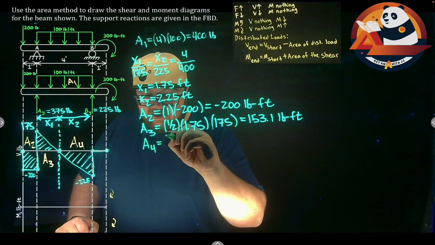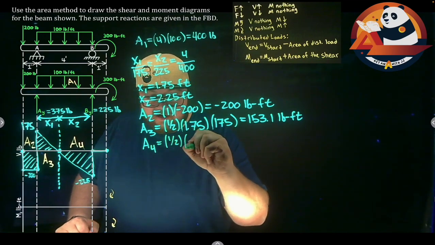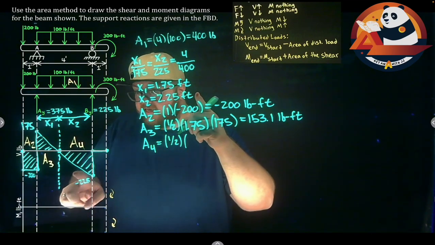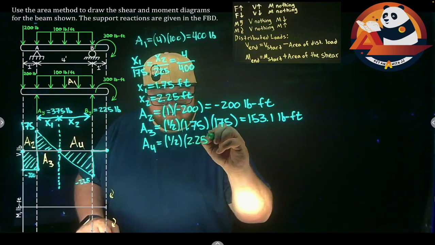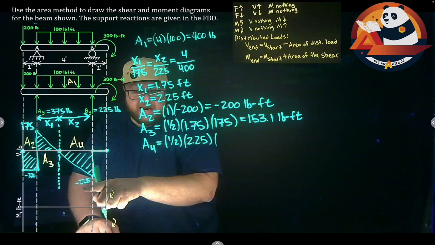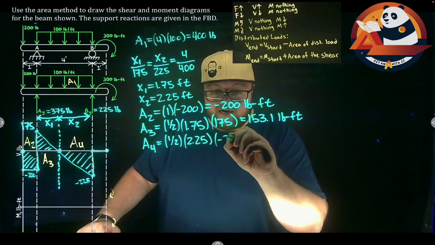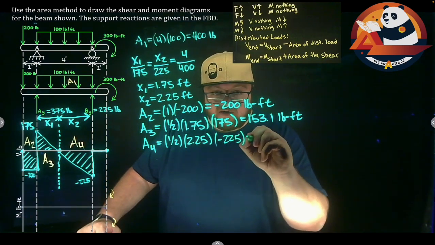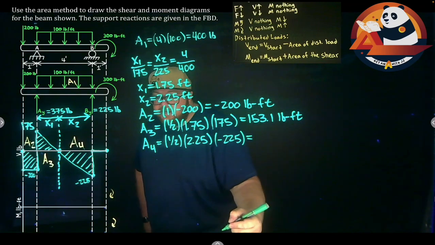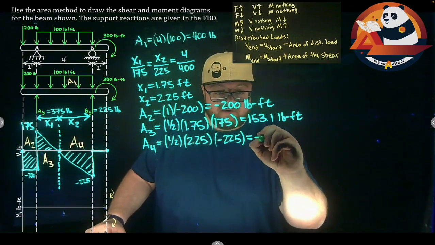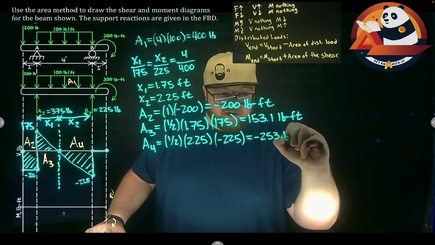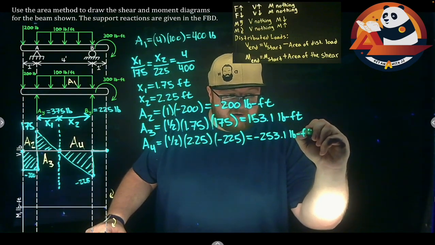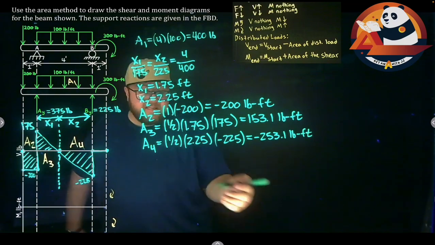And then our very last area, area 4. Also a triangle, so we'll still use 1/2 base times height. Our base is x2, 2.25. And our height is negative 225. This will get us that this area is negative 253.1 pound-feet. That's everything that I need.